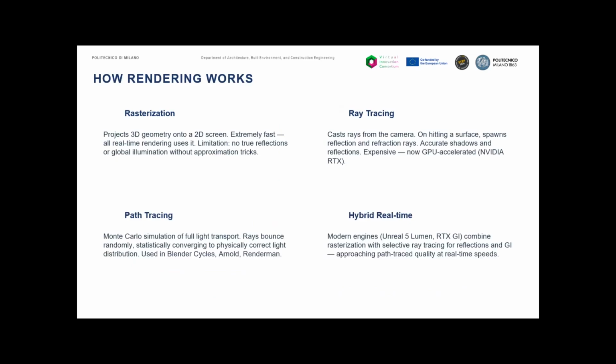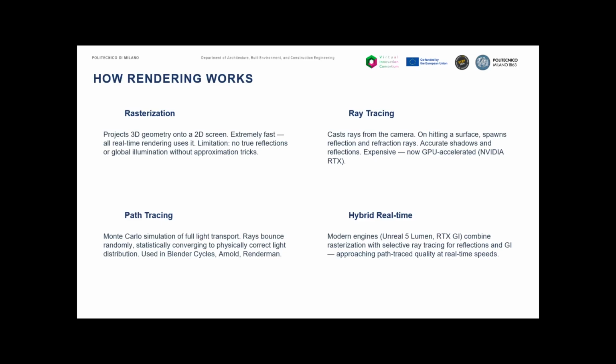Then we have ray tracing, which shoots rays from the camera through each pixel. Where they hit a surface, they spawn reflection and refraction rays as well. The result is pretty accurate shadows and reflections. It's more hardware expensive than rasterization, but right now we use it a lot in real-time contexts thanks to GPUs.